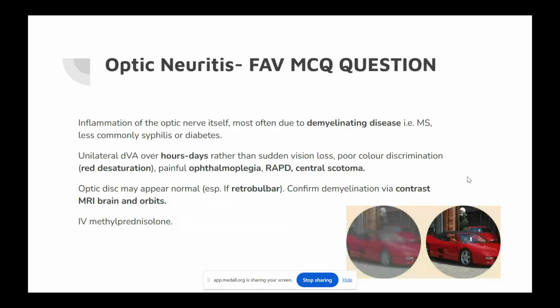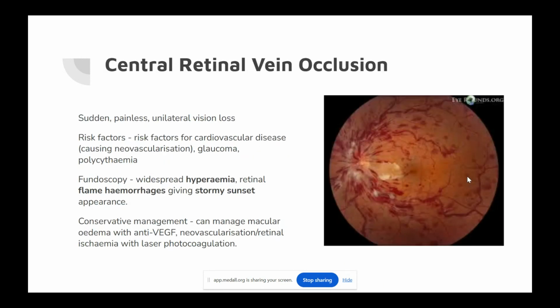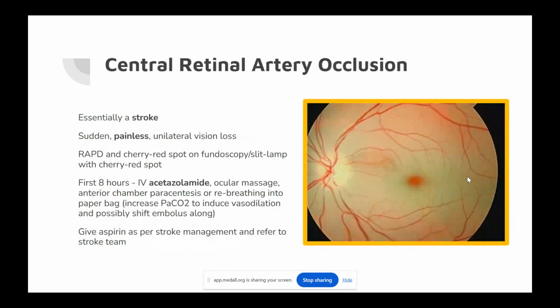Optic neuritis, we'll get to it. Just before we go on, Adele had a really good question, going back to central retinal artery occlusion. She says, would the CRAO fundoscopy appear the same as with TIA? So that cherry red spot, I think, is what she's talking about here.